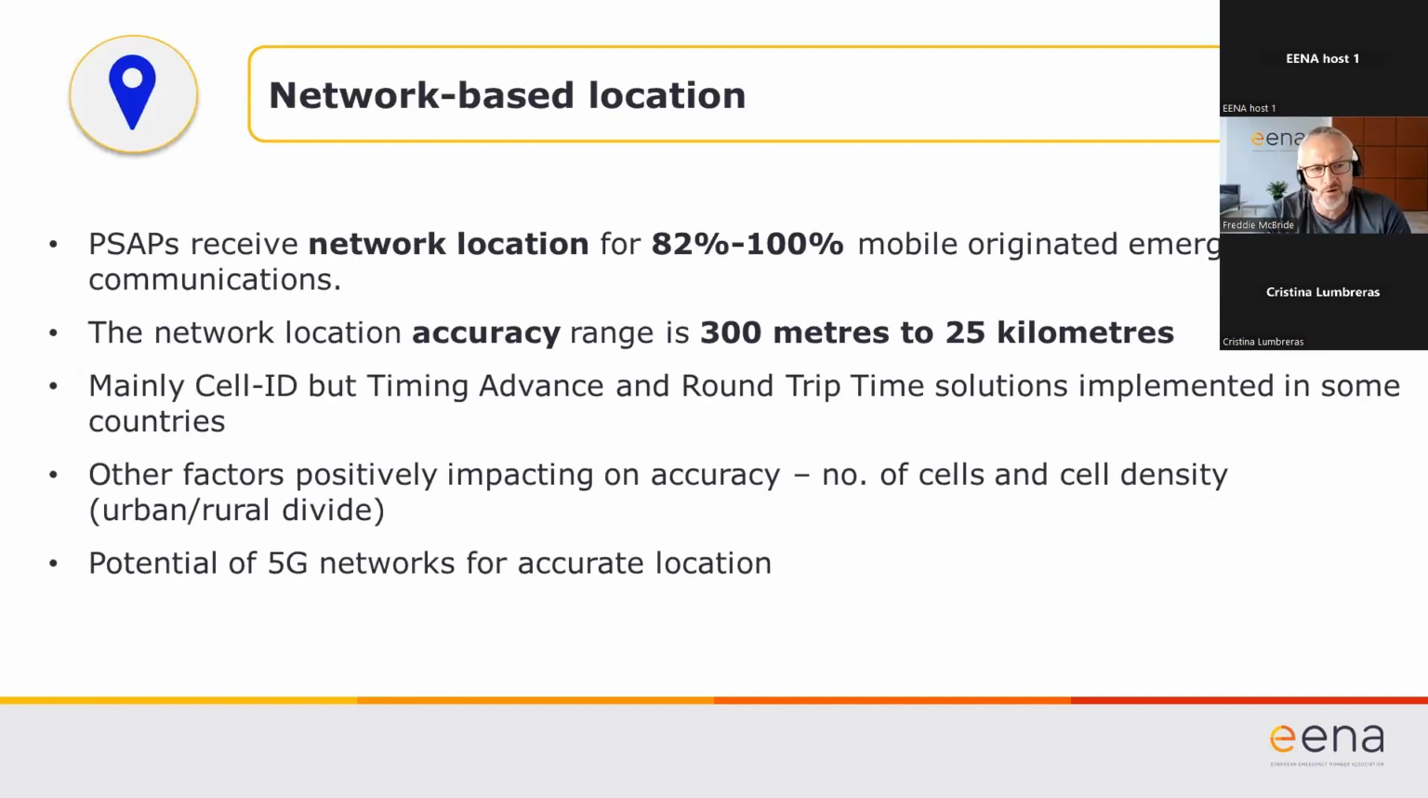So first of all, we asked the PSAPs responding about network location for mobile originated emergency communications, and of all the emergency communications received that originated on mobile networks, 82 to 100% of them had location information provided by the network. Now, strictly speaking, from a legal sense, that should be 100%, and indeed, at least cell ID is always available.